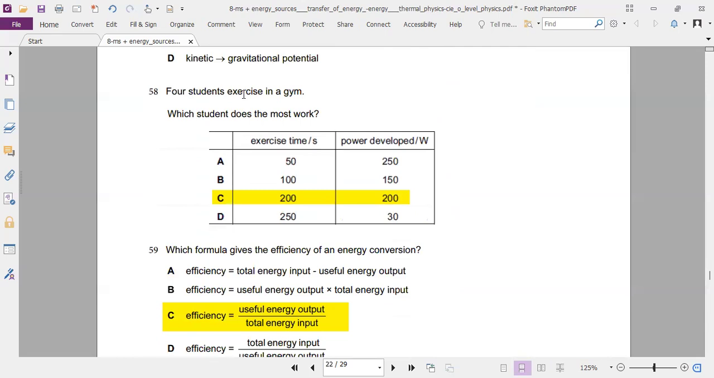Student exercises. The time is this and the power is this. That should give you student exercise in a gym. Which student does the most work?